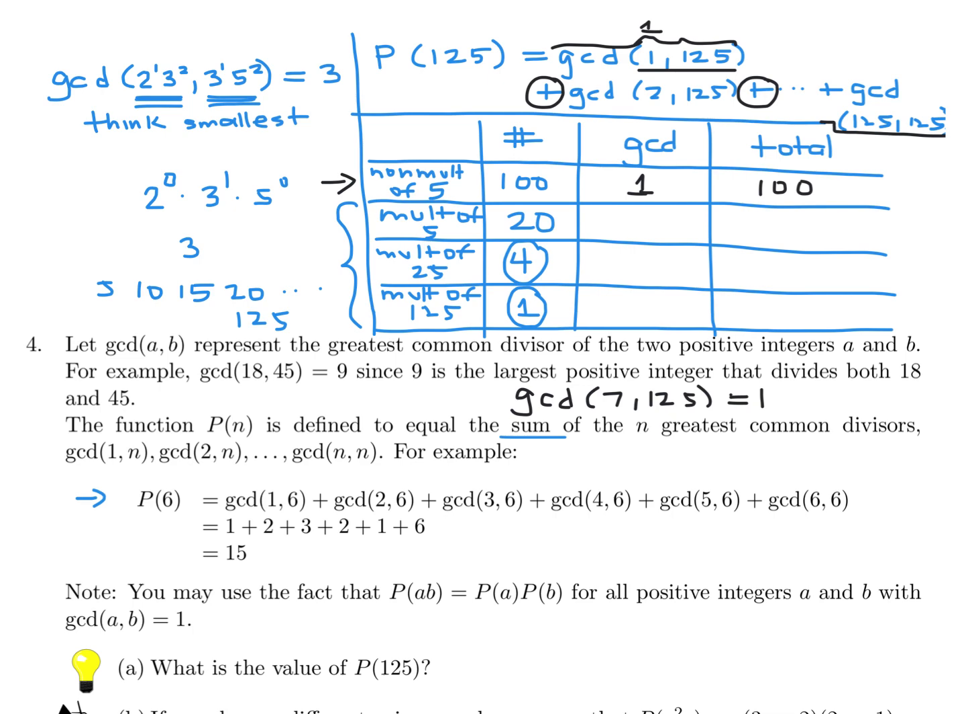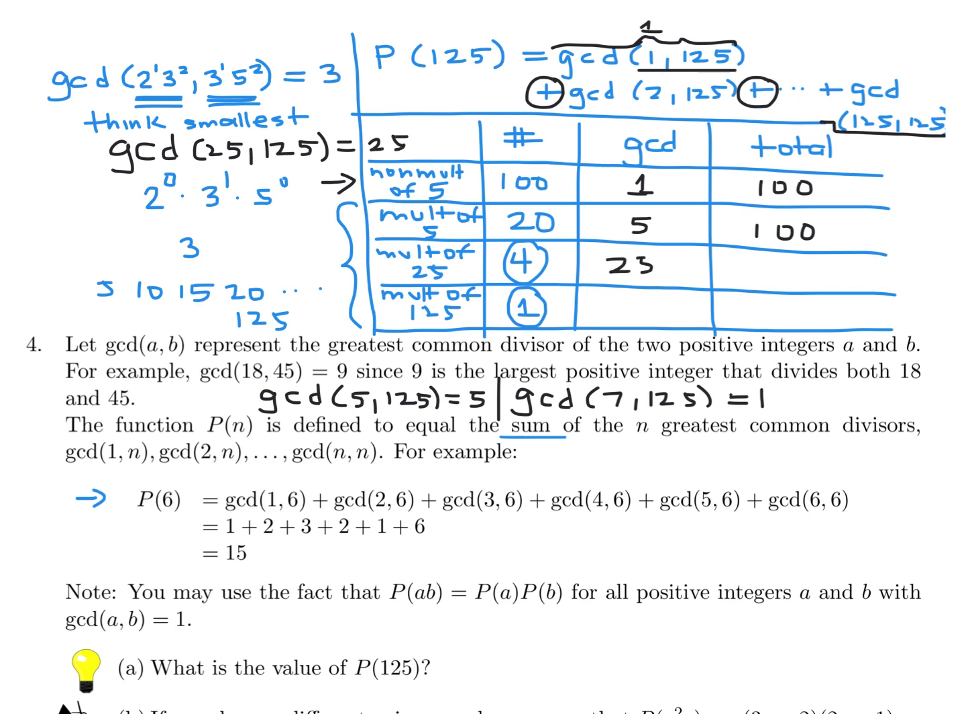Okay, multiples of 5. So that means something like 5 and 125. That GCD will be 5. Correct? Hopefully. Okay, so that means 5. And then, of course, when the total, you're going to add 5 plus 5 20 times. So that's going to be 5 times 20, which is 100. Multiples of 25. So that's something like GCD of 25 and 125. And that GCD, I believe, is 25. So put 25 here, and there's 4 of them, so that's 100.